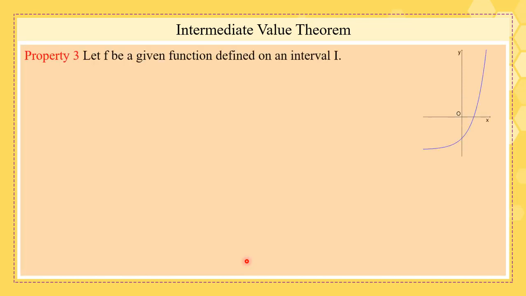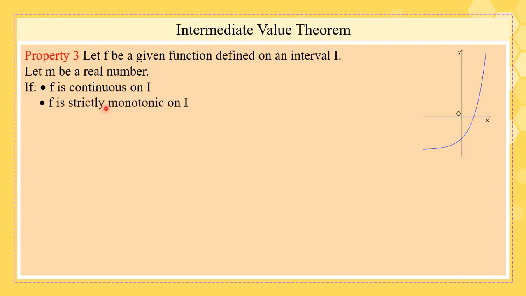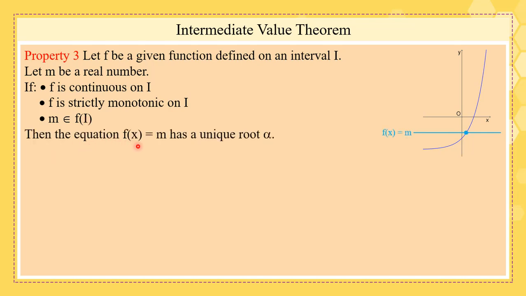Let's see the results. F is a given function which is defined on an interval I. M is a real number, any real number. If f is continuous, f is strictly monotonic on I, and m belongs to f of I, meaning the range of the function, then we can see that the equation f of x equals m has a unique root alpha. You see here? So this is an increasing function, and f of x equals m in this case has a unique root because m in fact belongs to the range. Now this would be alpha. Remember, alpha plays the role of x.